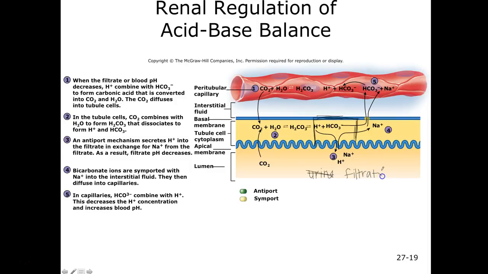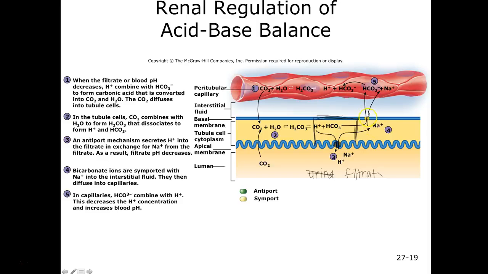We have special proteins or transporters that lie within the cell. So we're going to have a special antiporter. That takes one of those hydrogens and puts it into our filtrate to get rid of it. That's what we want to do when we have our pH decreasing. We need to get rid of these hydrogens. We don't want to become too acidic. And what we exchange for that is a sodium ion.